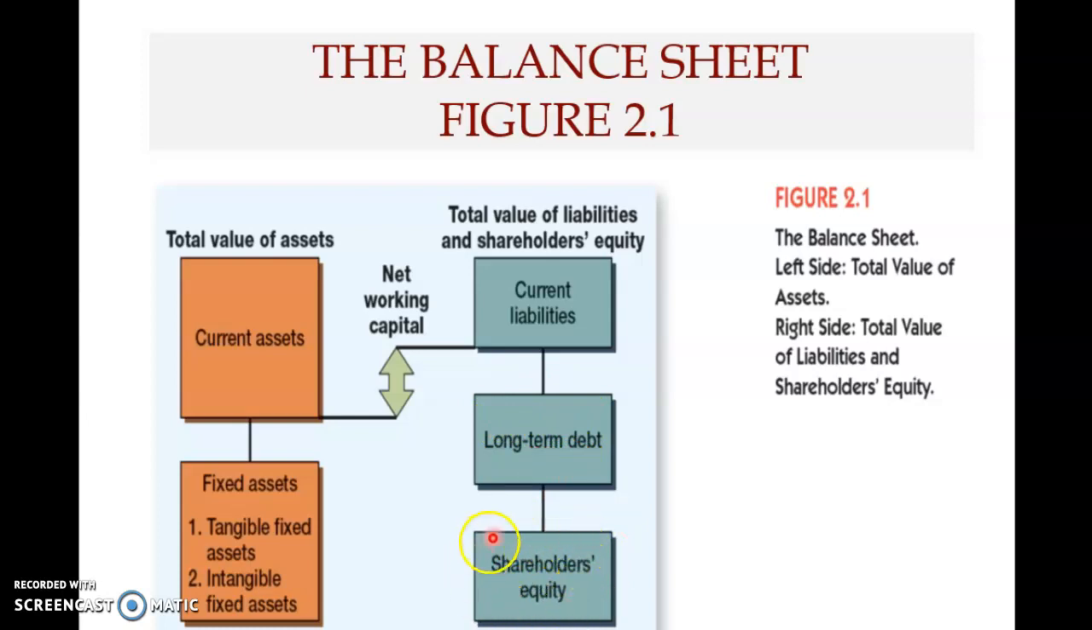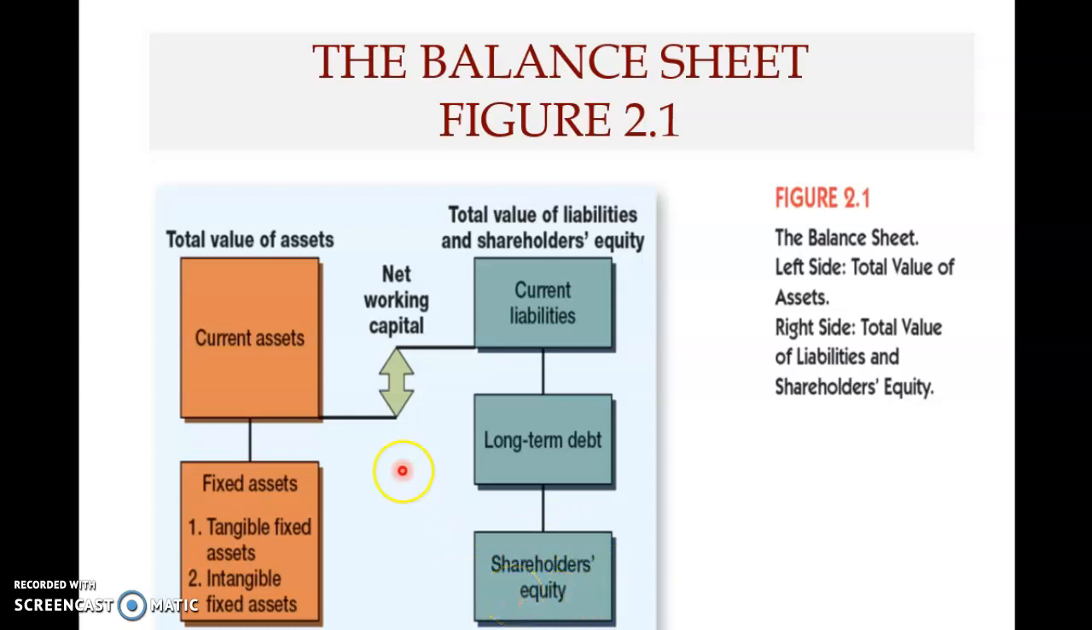What the owners invest in the firm will not be repaid. There's no intent to repay the owners. There will be compensation to the owners. They will be paid dividends, but there's no intent or goal of repaying the owners.